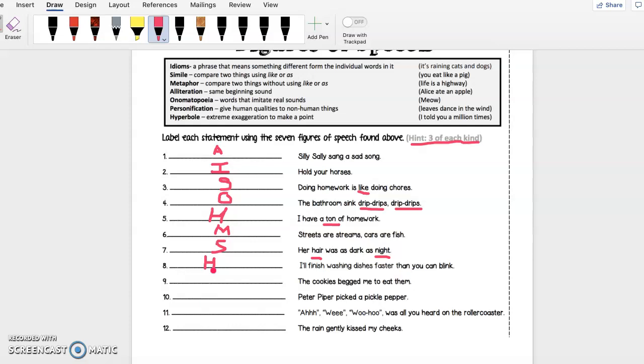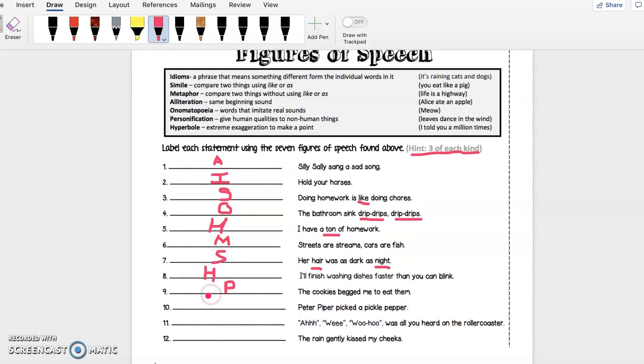Number nine, the cookies begged me to eat them. So, first of all, they're giving cookies a human quality because cookies cannot beg. When we look at the definition of personification, it says to give human qualities to non-human objects. And so we know that this must be personification. Okay? Number 10. Peter Piper picked a pickled pepper. So guys, this is my favorite rhyme. All of the words have the P sound, which means that this is alliteration. I don't know why it keeps doing that. Okay. Cool. 11.